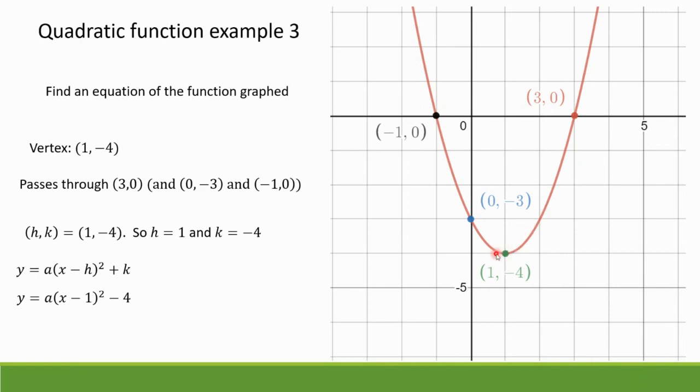Because of that, this is the vertex. It's not the formal definition of the vertex, but I figured it's good enough for now. So we know the vertex, and just like in the other examples, if we know another point on the graph, we're good. We actually have 3 points here: (-1, 0), (0, -3), and (3, 0). But you can use any one of those points.